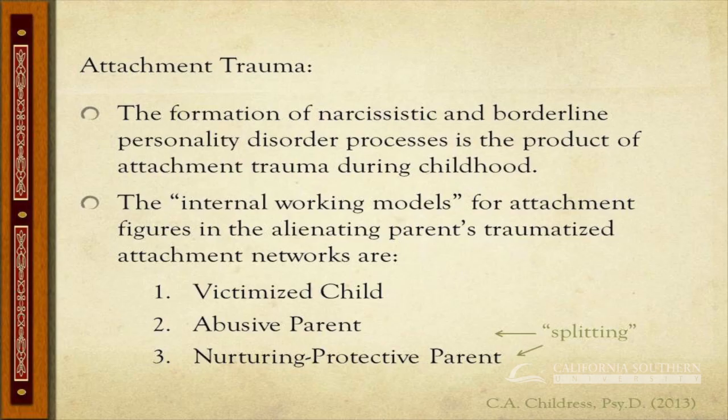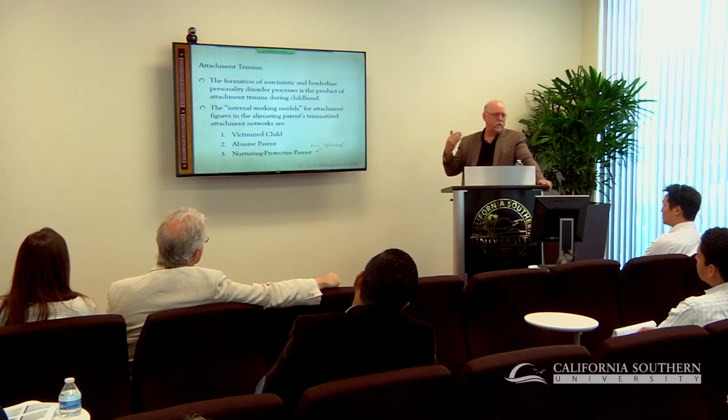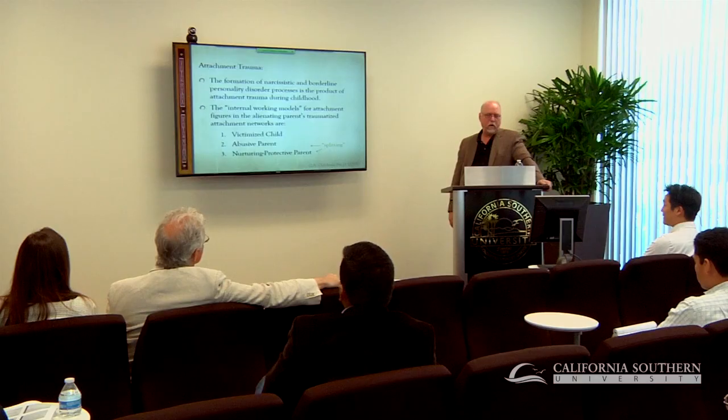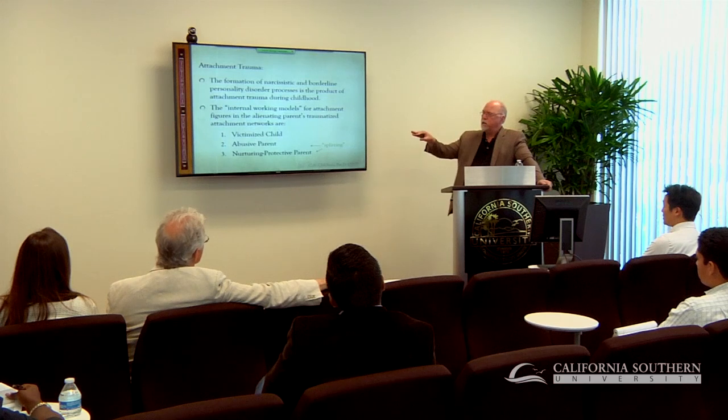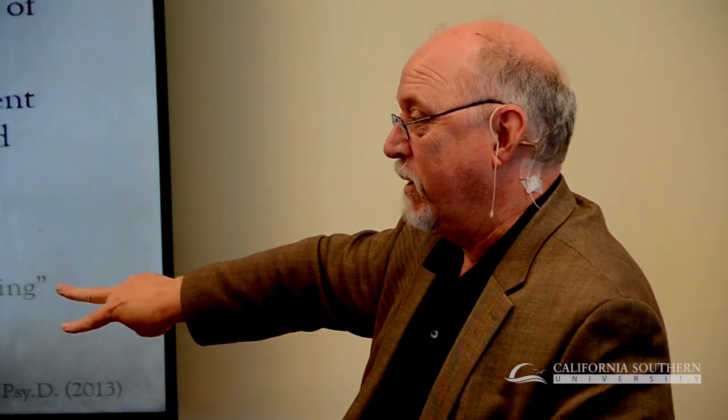So what happens with the trauma relationships is the narcissistic and borderline personality processes are the coalesced product of the disorganized, preoccupied attachment of the alienating parent. And the internal working models for the attachment figures in the alienating parent's traumatized attachment networks are in the pattern of victimized child, who is the alienating parent as a child, abusive parent, who's that attachment avoidance motivation of the disorganized attachment, and so the frightening parent, that's the abusive parent internal working models, and then the nurturing protective parent, who is that split off attachment bonding motivations of the child that now are either cross-inhibited, so one's either all on or one's all off. And so in the internal working models of the alienating parent's attachment system, I've got two representational networks for the parent, the abusive parent and the nurturing protective parent. That's my splitting dynamic.